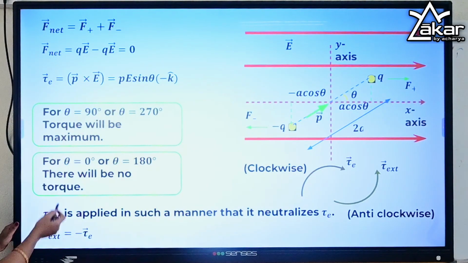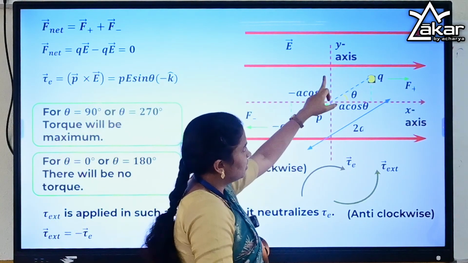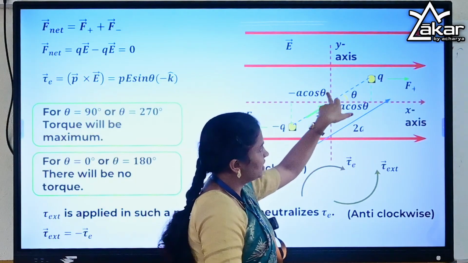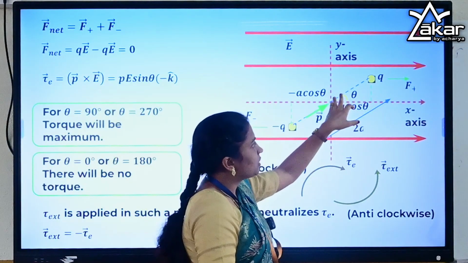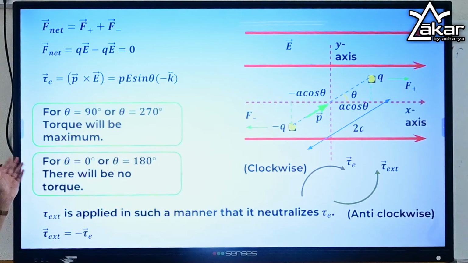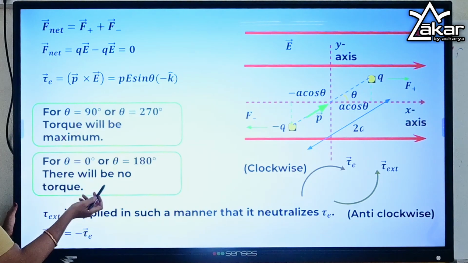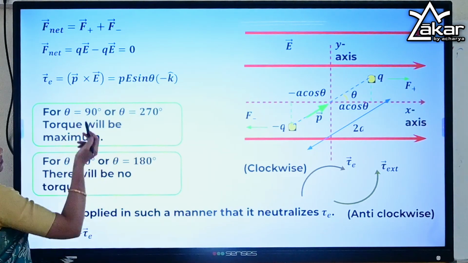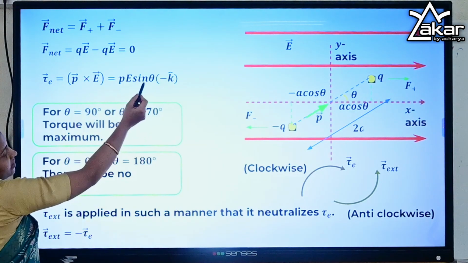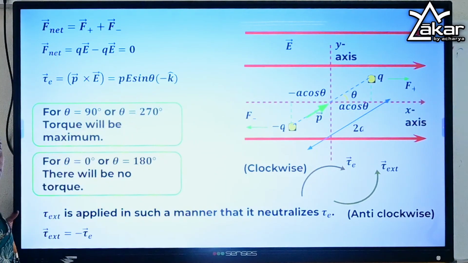Then if you apply theta as 0 degree, see here, when theta is like this, the dipole is parallel to the field, so we should take sin 0. Sin 0 is 0, and sin 180 is 0 as well. So then there will be no torque, and the torque becomes 0.